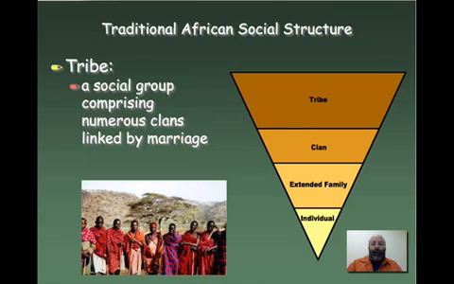Okay, and the last part we have here is the tribe. That's a social group that comprises numerous clans linked by marriage. So the same thing. In this case, a tribe is maybe 4, 5, or 10 clans that are all linked together because they have members from one clan married to members of another clan. Again, the key here is understanding the role of marriage. Marriage is what links people together.